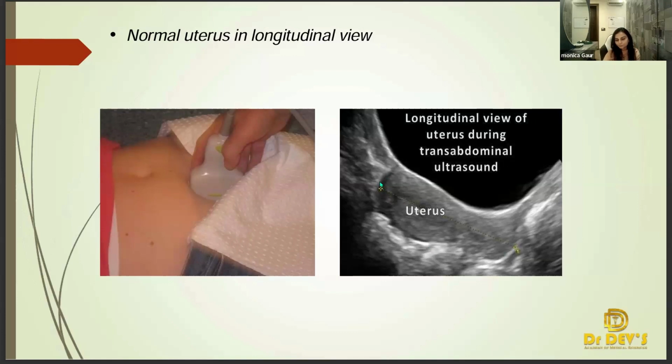So this side is the superior side, meaning the fundus of the uterus. From here till here, look at this, the body of the uterus. From this side till this side is the cervical area. And when we take the size of the uterus, we do include the cervix. So this is the whole body of the uterus in longitudinal view.